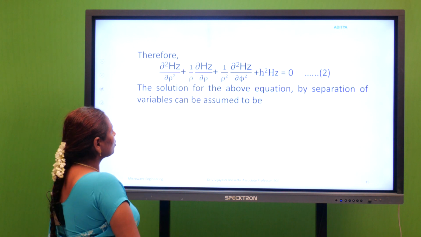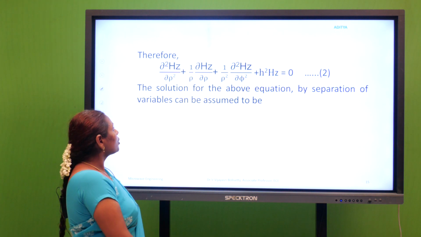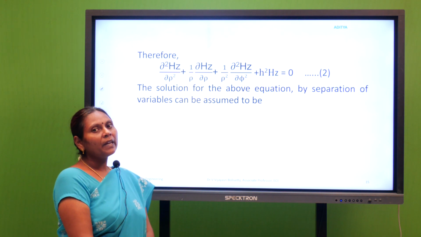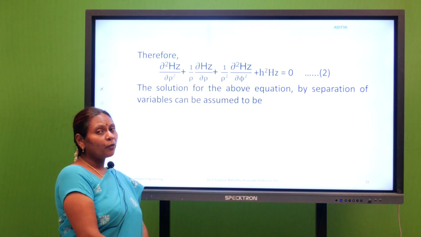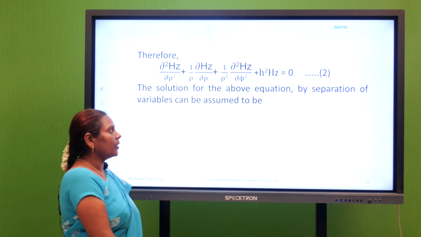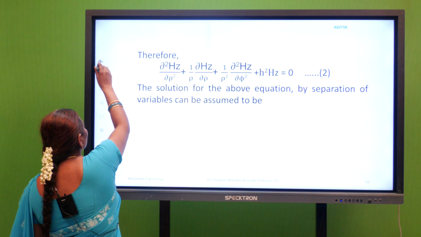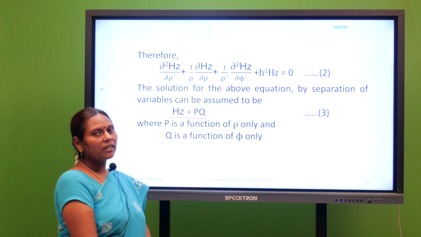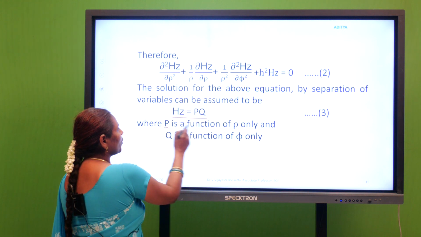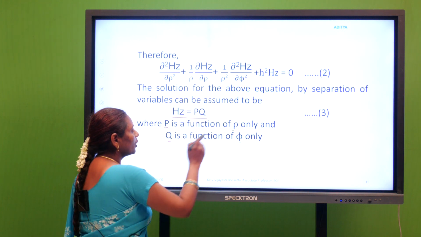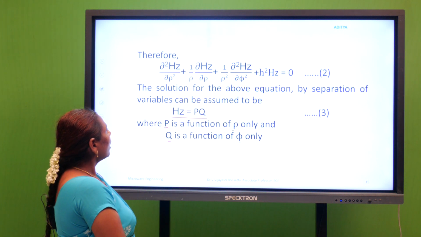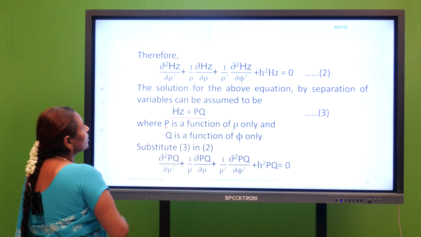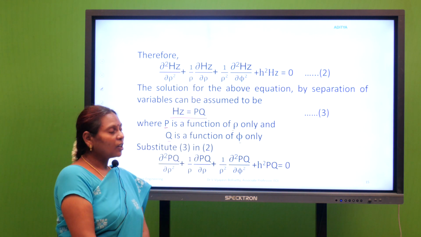For this equation the solution can be obtained by separation of variables, and it can be assumed to be some function of P Q, where P is a function of rho and Q is a function of phi only. So, by using this separation of variables, let us assume the solution for this equation, that is Hz is equal to PQ, where P is function of rho only and Q is function of phi only. Now let us substitute this 3 in equation 2 to simplify and obtain what are the arbitrary constants.